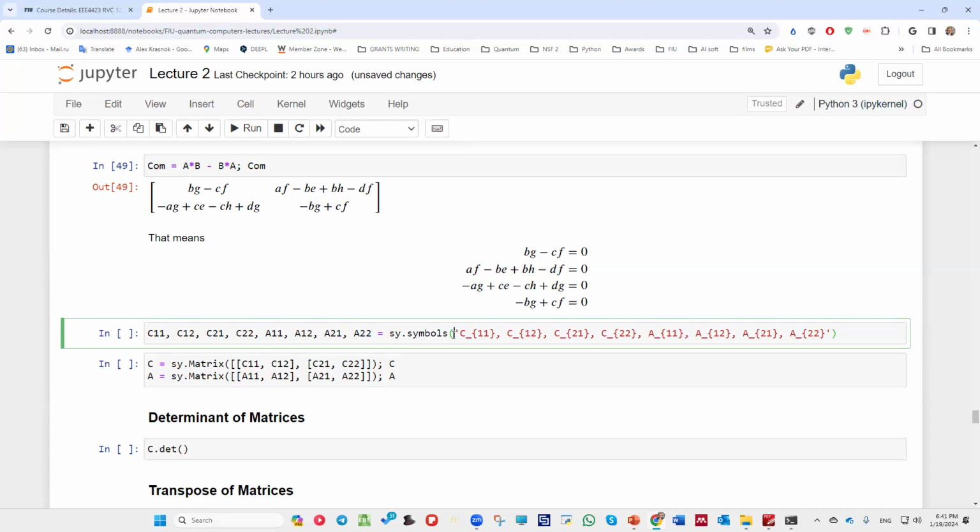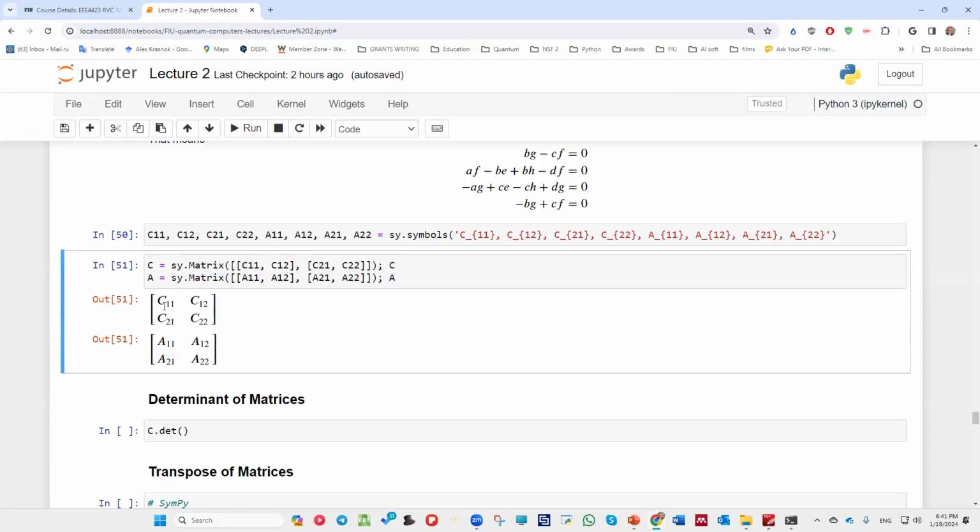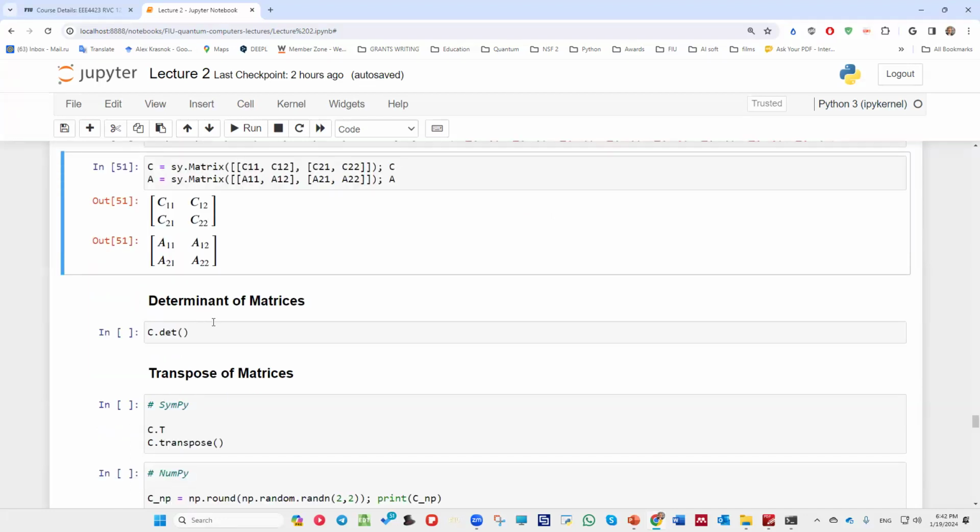So here I introduce more symbols like this, which allows me to create two other matrices, C and A, in order to show how we enumerate the elements in matrices, right? So the first index stands for the row, the second is for the column. So this is the first column, this is the second column. First row, second row. And the numeration, of course, starts from the top left corner and goes down and right. This is also important.